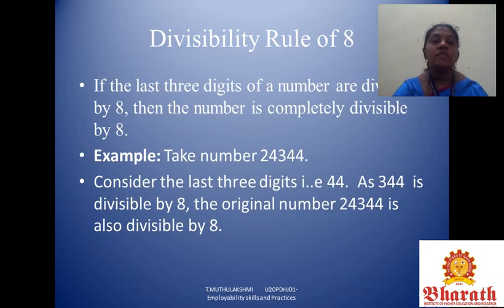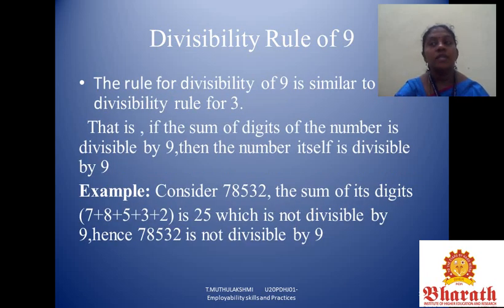Next rule, divisibility rule of 8. If the last 3 digits of a number are divisible by 8, then the number is completely divisible by 8. So take the number 24344. Here the last 3 digits are 344. Since 344 is divisible by 8, the original number is also divisible by 8.